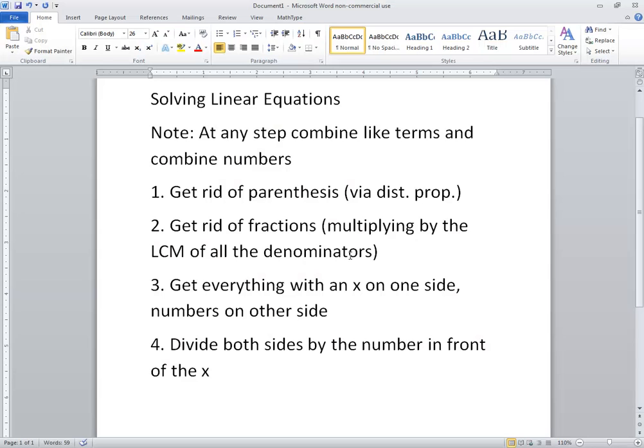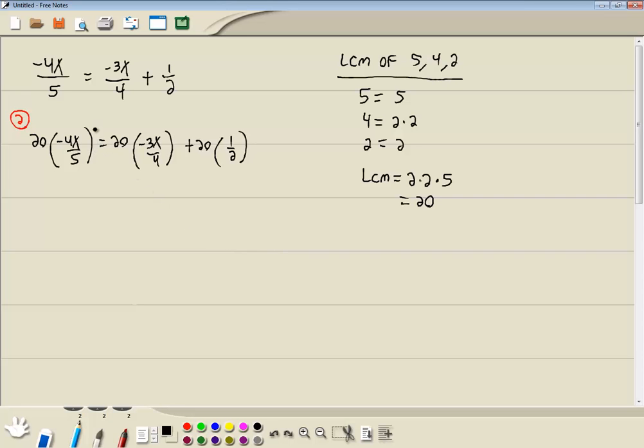When I say multiply by the LCM of all the denominators, I'm talking about what's separated by pluses, minuses, and equals. Well, 20 and 5 both divisible by 5. 5 divided by 5 is 1. 20 divided by 5 is 4. 4 and 20 both divisible by 4. 4 divided by 4 is 1. 20 divided by 4 is 5.